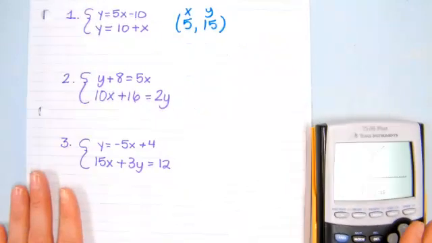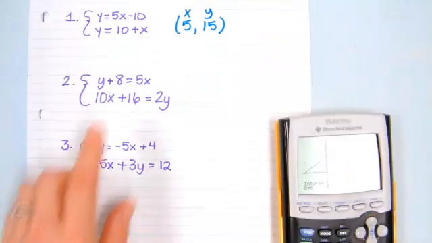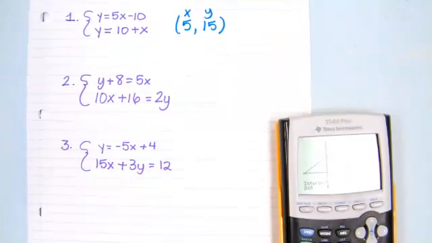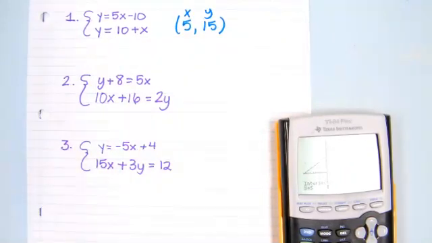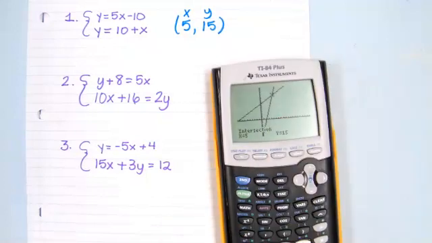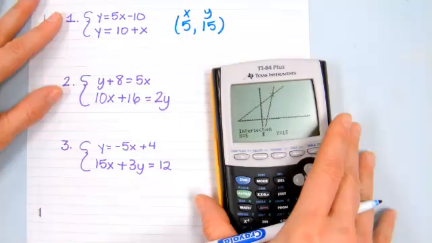Again, we're going to use the graphing calculator the whole time today. So here's the next one. Y plus 8 equals 5x, and then 10x plus 16 equals 2y. All right, in order to put them in the graphing calculator, they have to be in y equals, and neither of them are. So we want to start by changing them, and then we can put them in again.